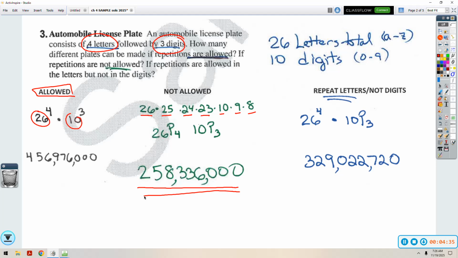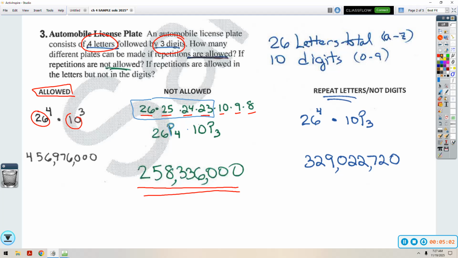I said there were 2 ways. The other way is to realize that I am basically saying, hey, I have these 4 and I can't repeat them, so it's permutations. How many ways can I permutate the 26 letters 4 at a time? And 10 permutating 3 at a time. Both of those will give you the exact same answer. So it's up to you how you look at that.